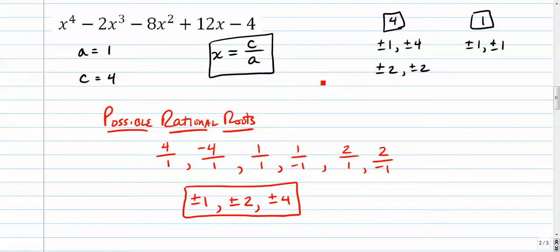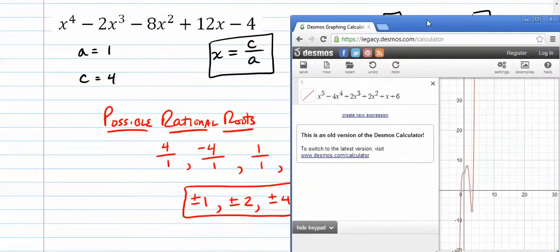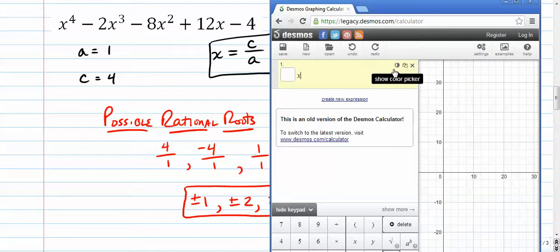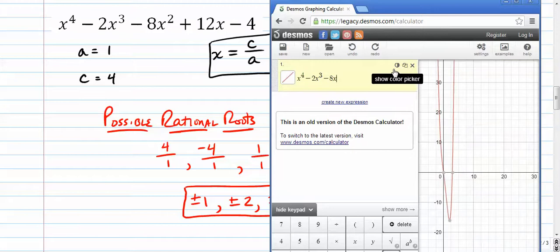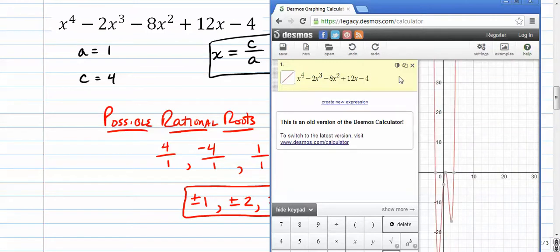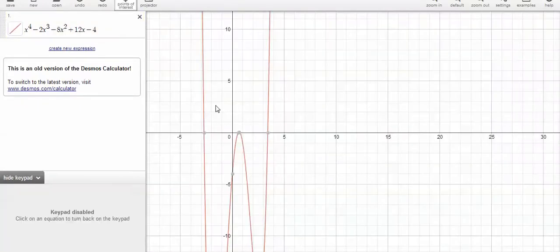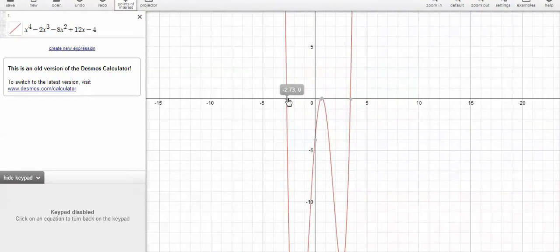All right, let's go to our calculator. Never a bad idea to use technology to your advantage. I'm going to delete that entire thing and put in my new function. And of course you guys are probably using Texas Instruments, which is totally fine too. All right, so I look at this thing here, and I notice that I've got a function that crosses at a couple different points, right?